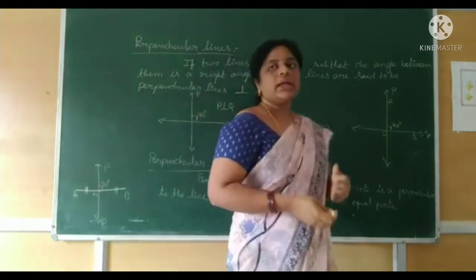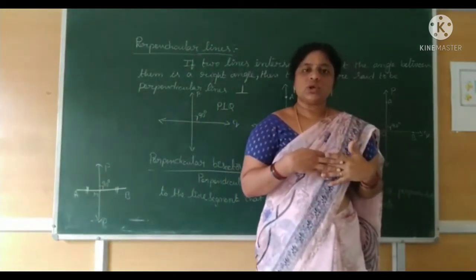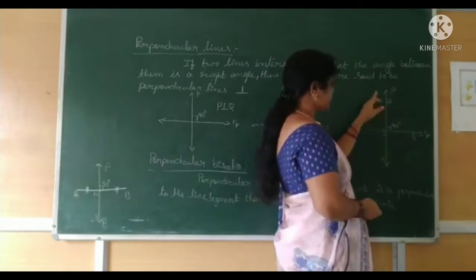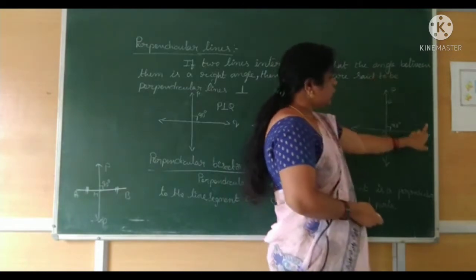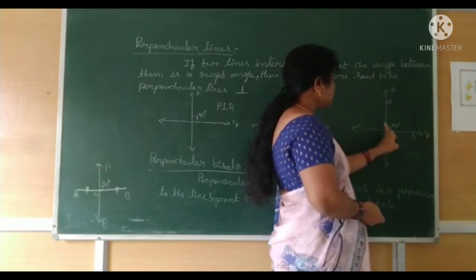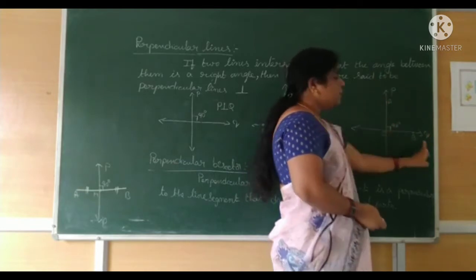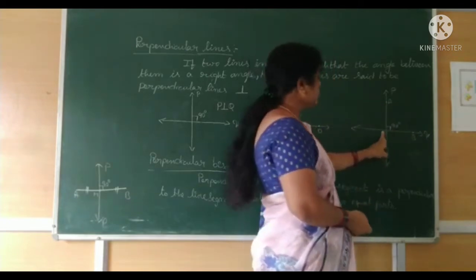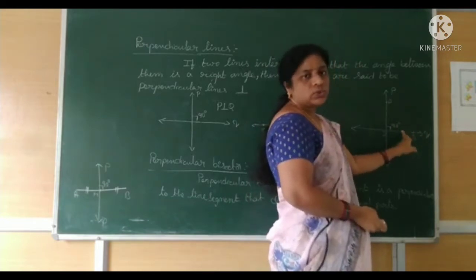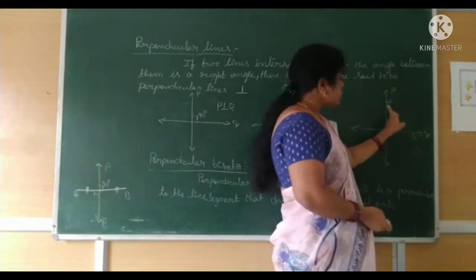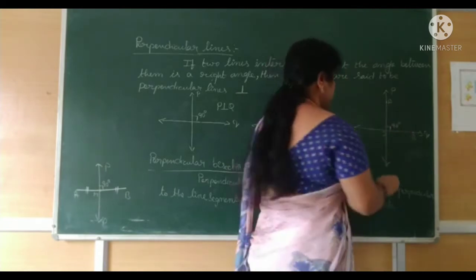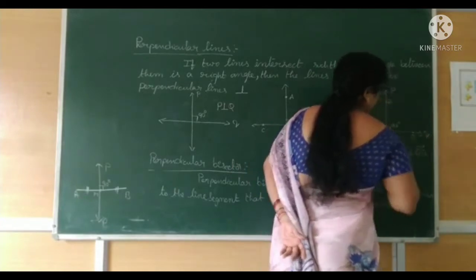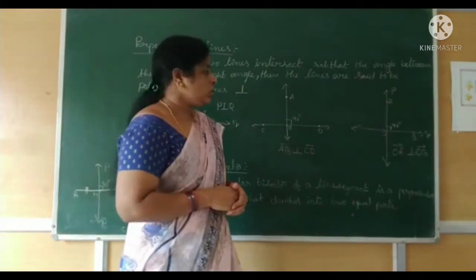What is a ray? A ray is also a part of a line. It can be extended in one direction. See here, P is one line, Q is another line. OA is a ray. OB is also a ray. OA and OB intersect at O. So the angle between these two rays equals a right angle, that is nothing but 90 degrees. So these two rays are perpendicular rays. So ray OA is perpendicular to ray OB.